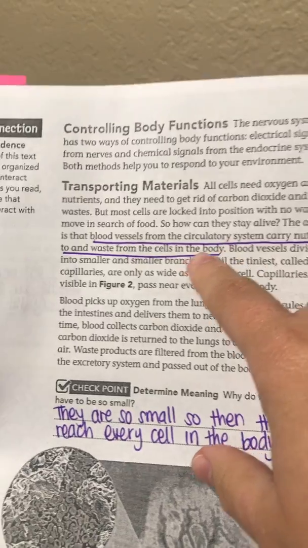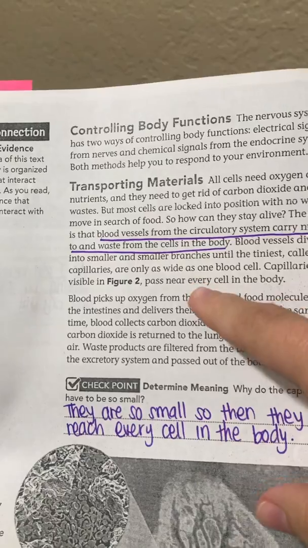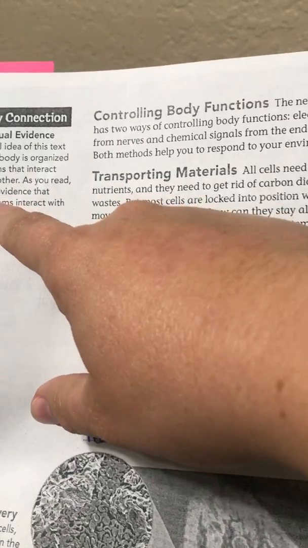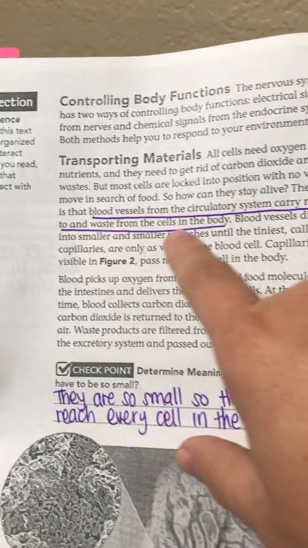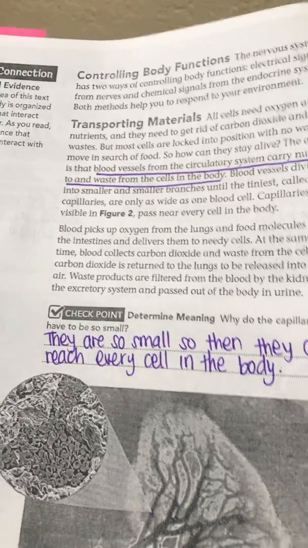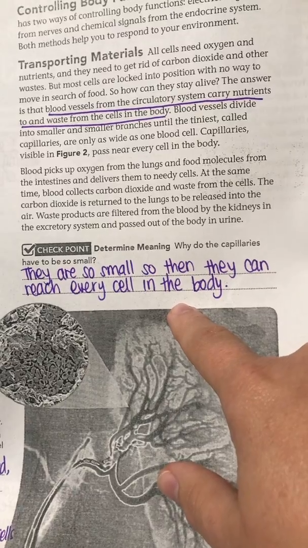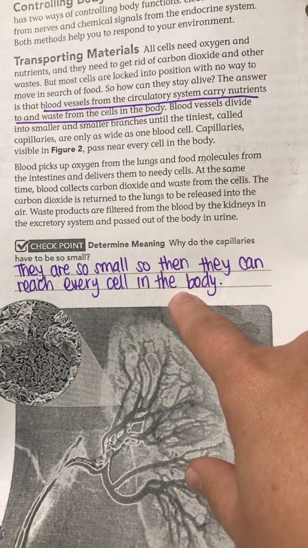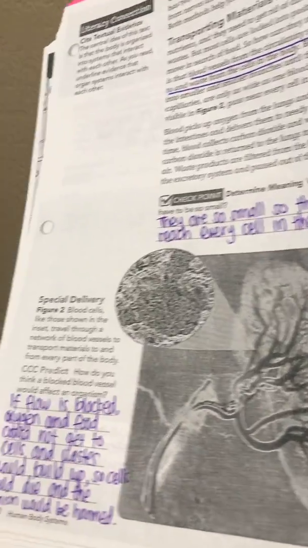Okay, moving on. So page 130, they wanted us to underline the main evidence for how the body is organized into systems, how they interact. So it says, as you read, underline evidence that organ systems interact with each other. So this is one example of how the organ system interacts with another part. And then for here, it says, why do capillaries have to be so small? So they are so small so then they can reach every cell in the body because those cells in the body are also very tiny.